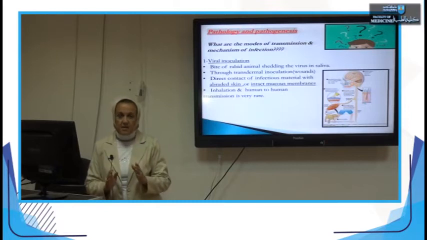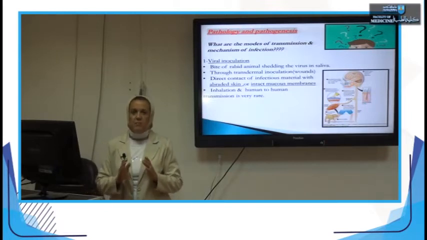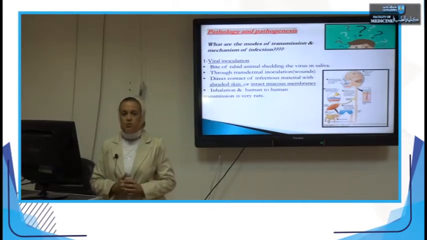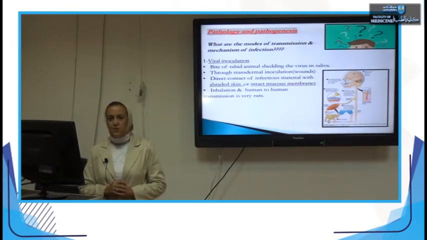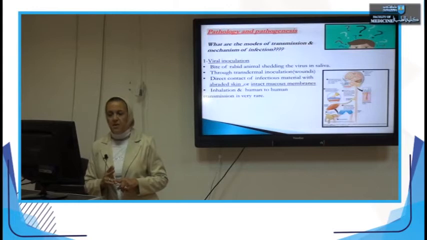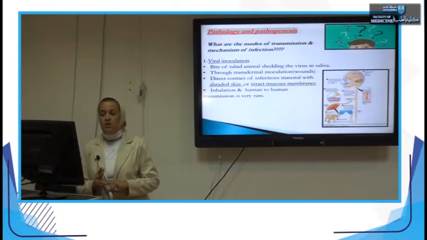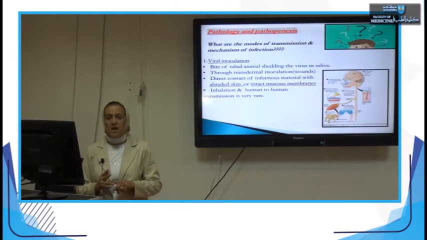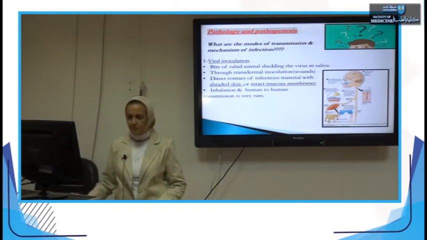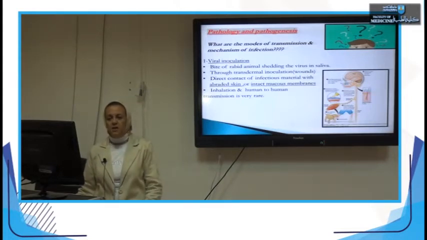So intact skin cannot be penetrated or invaded by rabies virus. There should be a cut in the skin so that the virus can be introduced and start the process of infection. Or intact mucous membrane. So the virus can enter through abraded skin or intact mucous membranes. How does it reach the intact mucous membranes? Either by contact or splashing of infected saliva, or through the mouth, whatever the source of contact is. Very rarely, inhalation and human-to-human transmission occurs.